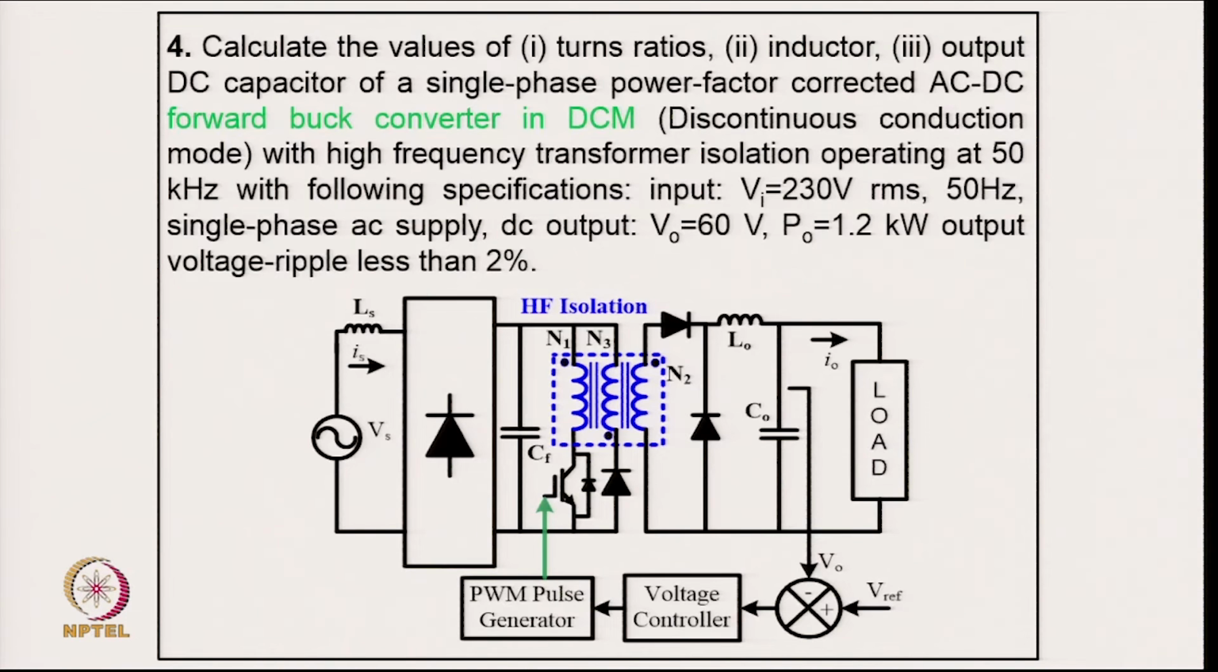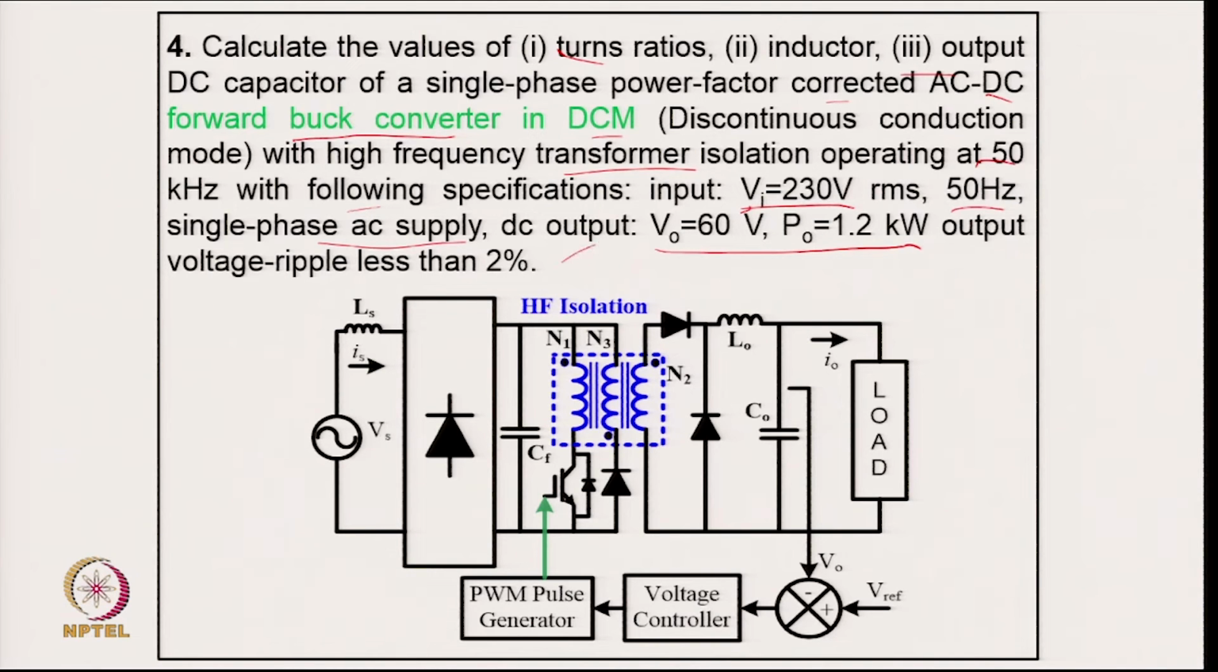So, coming to example 4, calculate the value of turns ratio, inductor, and output DC capacitor of a single phase power factor AC forward buck converter in DCM with the high frequency transformer operating at 50 kilohertz with the following specification: input voltage is 230 volt 50 hertz single phase AC supply, and output voltage is 60 volt at 1.2 kilowatt power, and the output voltage ripple is specified.